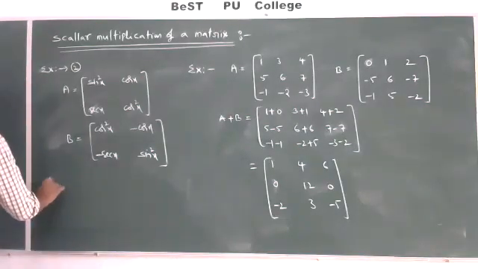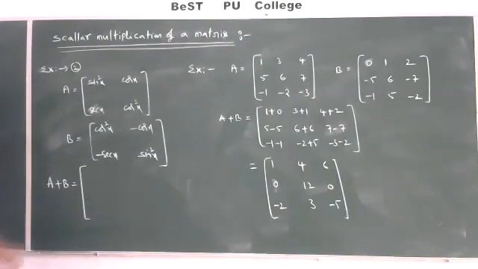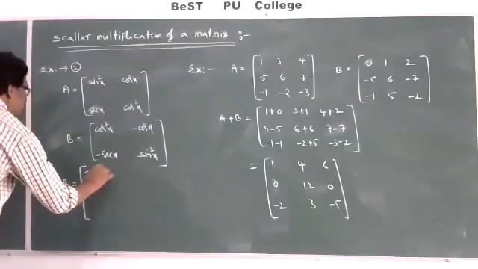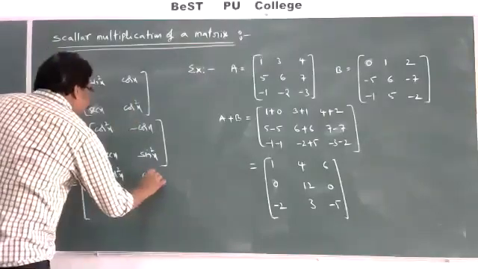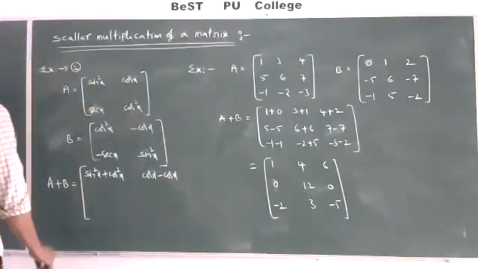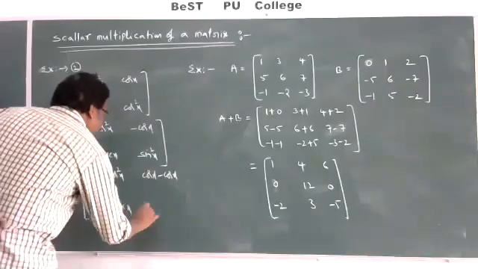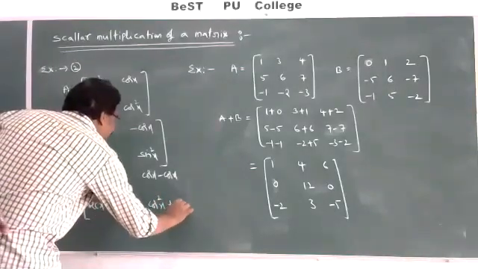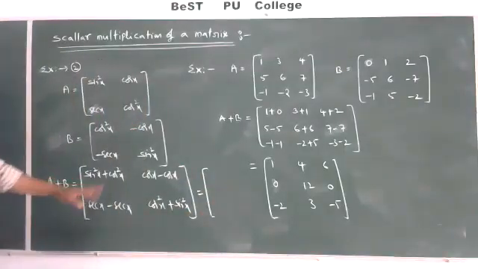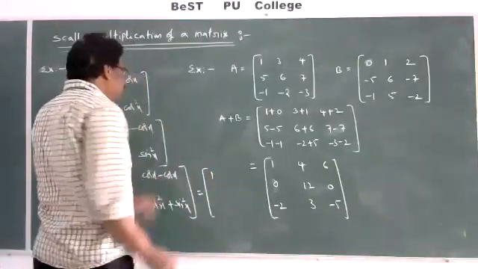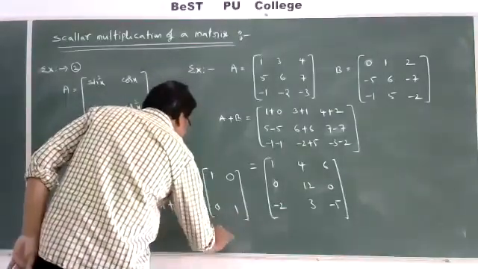Then A plus B is equal to matrix, adding the corresponding elements: sin square x plus cos square x, cos x minus cos x, secant x minus secant x, cos square x plus sin square x. Here you get sin square x plus cos square x is 1, cos x minus cos x is 0, 0 and 1. This is I.